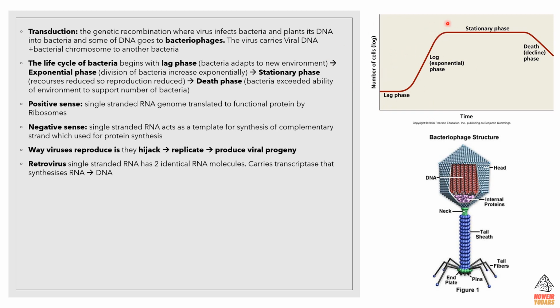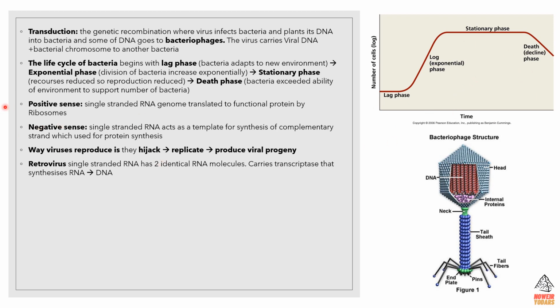Then they get to a certain spot called the stationary phase. They stop replicating, they meet the reproduction maximum, and the reproduction rate is reduced, due to resources and stuff like that. And then death occurs, which is the decline. The amount of bacteria declines, there are no resources, the environment is not supporting them anymore, and yeah, that's the life cycle of a bacteria.